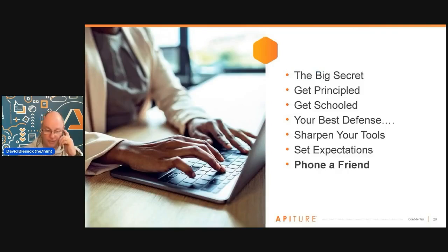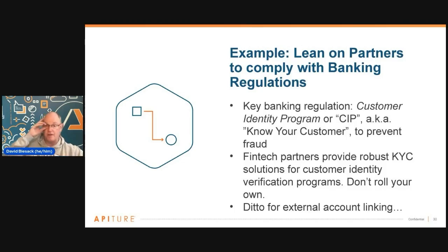And then as I wrap up, I guess the last topic here is kind of phone a friend. And basically, I'm trying to say, don't go it alone. So lean on partners. So in API banking, for example, we can lean on partners to help us comply with banking regulations. So within banking, a customer identity program, or a CIP, also known as know your customer, is a required element in US banking regulations in order to prevent fraud, so that you don't have bad actors coming in and opening up accounts in order to do money laundering or to pay for terrorist activity or whatever it is you want to do.